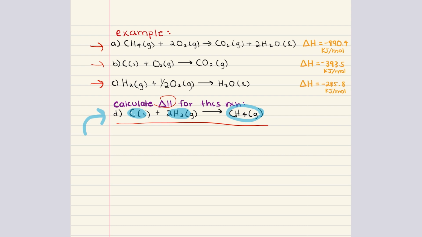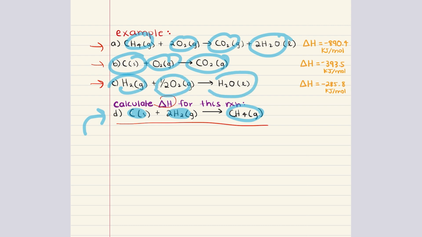Now, the second thing we want to do is look at our three given thermochemical equations and just really quickly pick up on the species that are present. So looking at these three thermochemical equations, we see methane, we see oxygen gas, carbon dioxide, water, we see carbon in solid form, graphite, more oxygen, more carbon dioxide, hydrogen gas, more oxygen gas, and water.